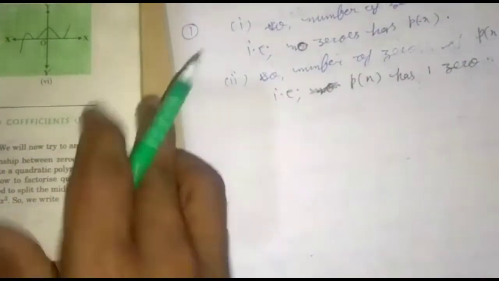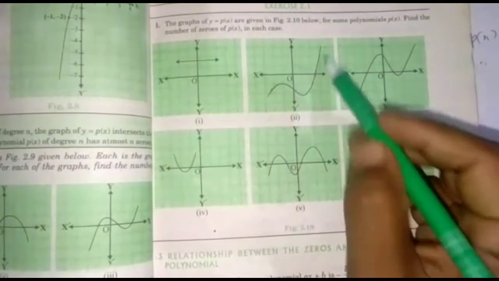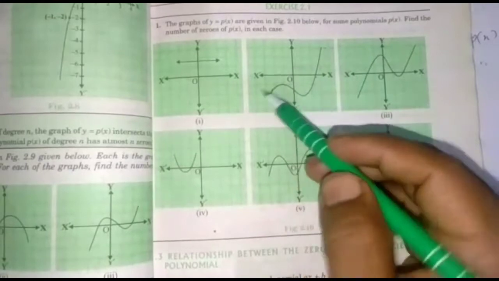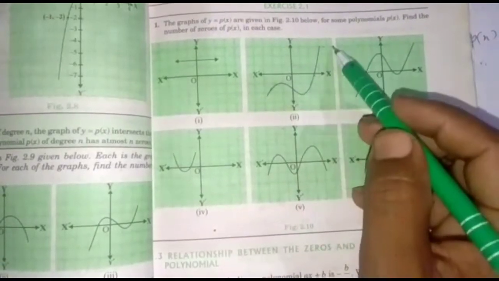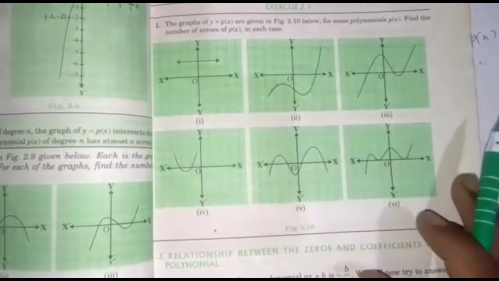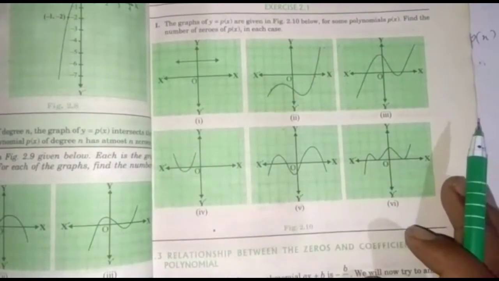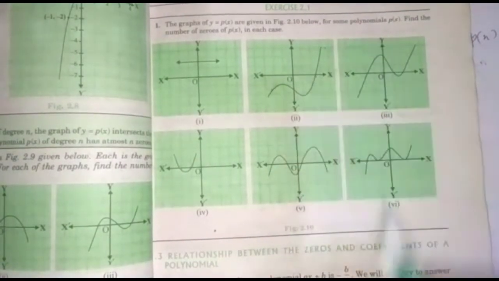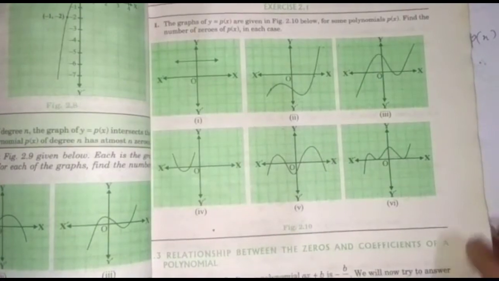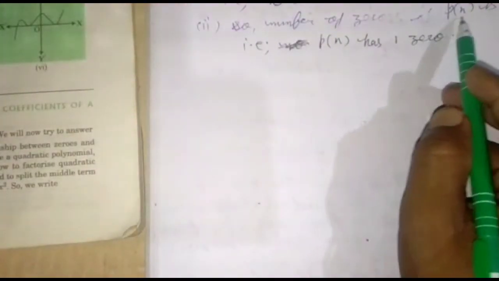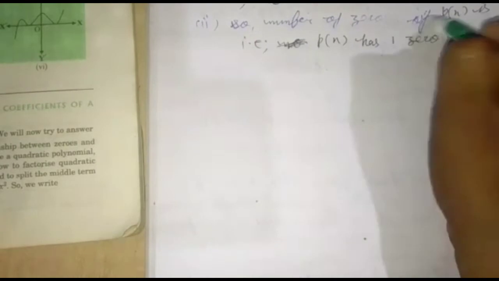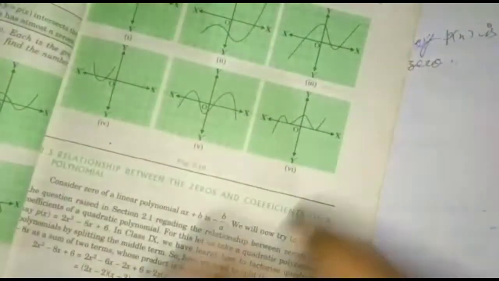Now you can see our second question. It is the graph of a polynomial. You can see this graph intersects the x-axis at one point. So you can say this polynomial has only one zero. So the number of zeros of p(x) is 1, that is, p(x) has 1 zero.